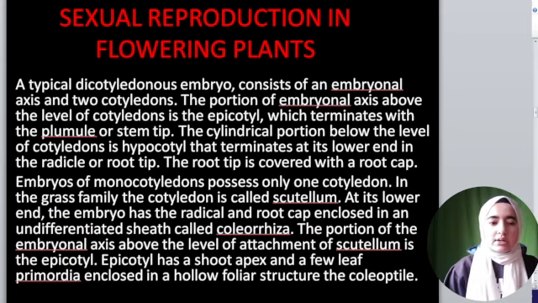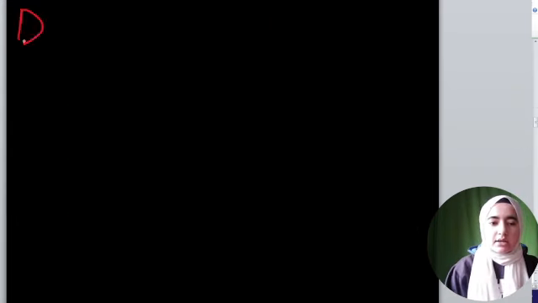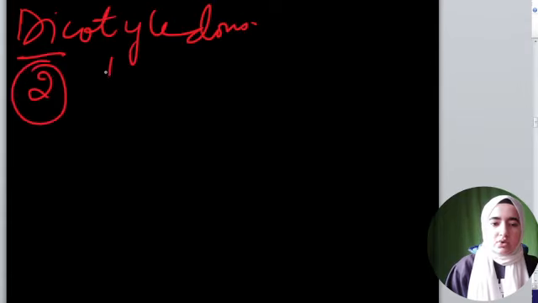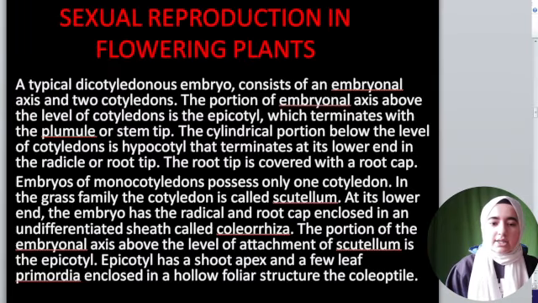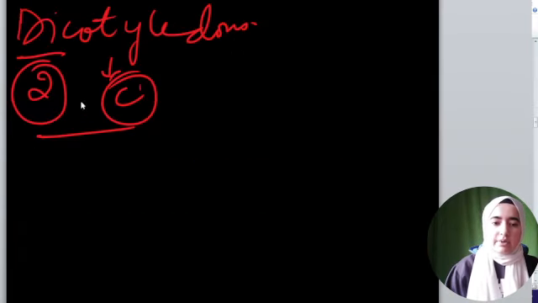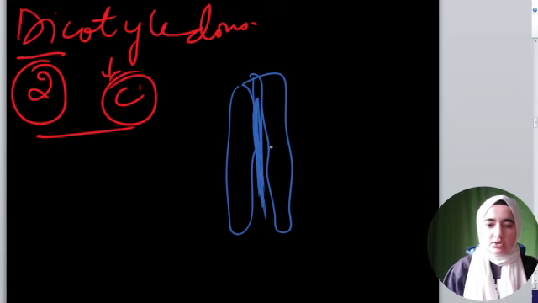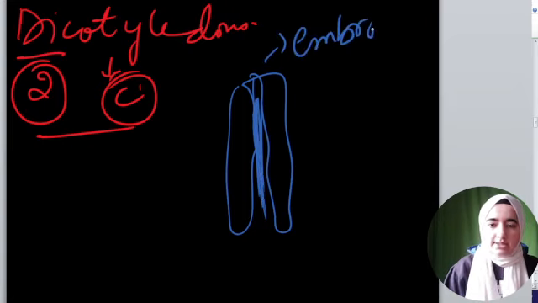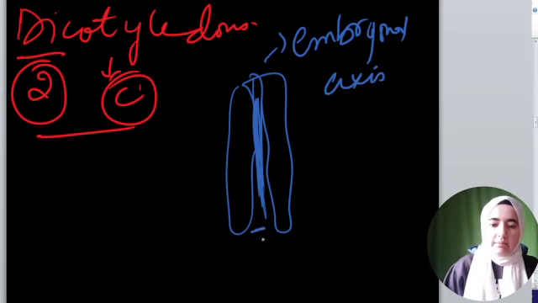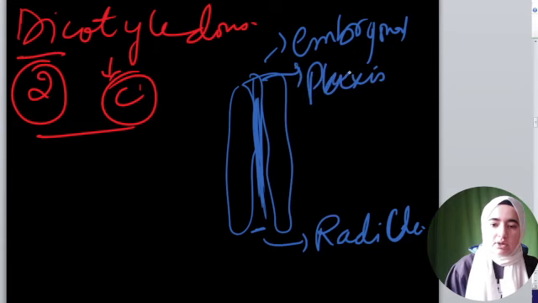Now, as we know, how many cotyledons do dicotyledons contain? As the name says itself, dicotyledons contain two cotyledons, right? And they have an embryonal axis. Say for example, this is one cotyledon, this is another cotyledon. The line in between the two cotyledons is known as the embryonal axis. On its lower side, the embryonal axis has radicle, and on the upper side it has plumule.